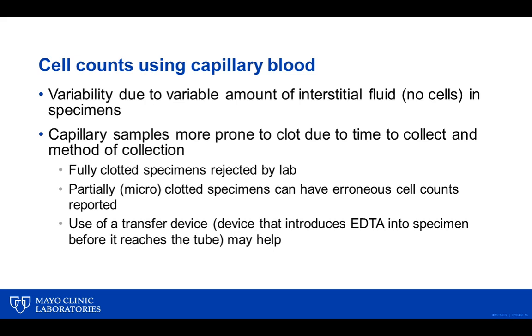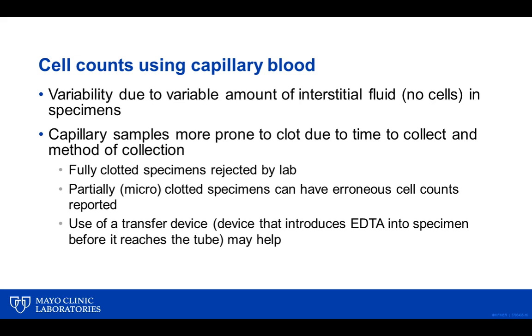Capillary samples can be more prone to clot. This can be a problem, and I think that was one of the questions submitted: how do you mitigate this, or the advantages? I'll show you a little script and approach we use in our practice. But again, a capillary sample is more prone to clot than a venipuncture, so you have to weigh that benefit and risk of recollection for the infant versus the fact that it's generally less painful if it's successful. Fully clotted specimens will be rejected by the lab and result in the patient being restuck.